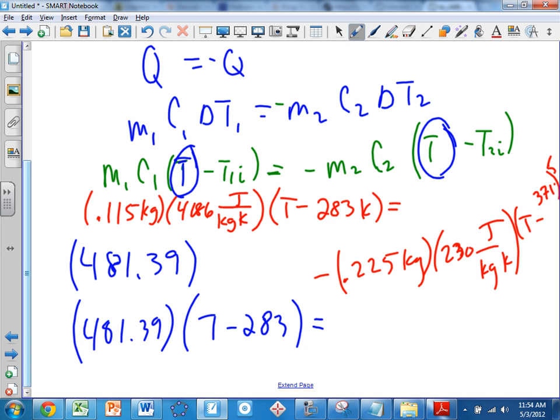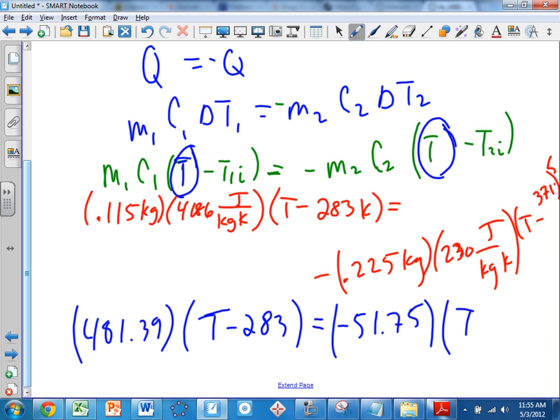Okay, on the right-hand side, negative 91.87. Okay, that's what we end up getting here. Please, we need to distribute and combine like terms. I'm stopping here. Finish the rest on your own for this. Okay, finish the rest of that one on your own.